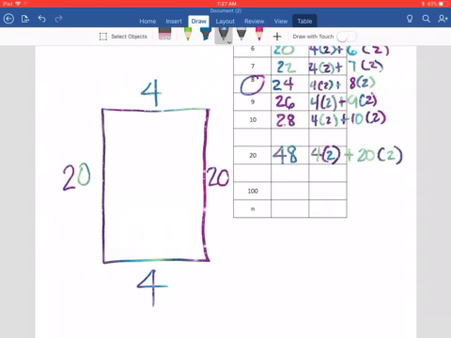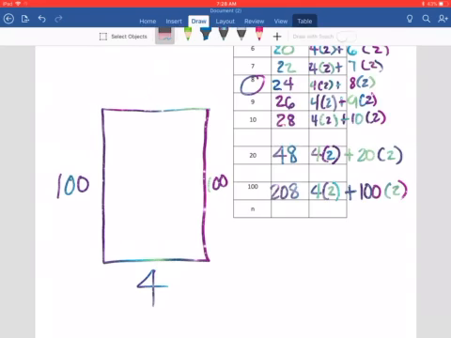Okay, pause it. What about 100? Pause the video. Make sure you're paused. Did you get 208? And did you get a 4 plus 4 or a 4 times 2 plus the number of rows, which is 100, times 2, or 100 plus 100?